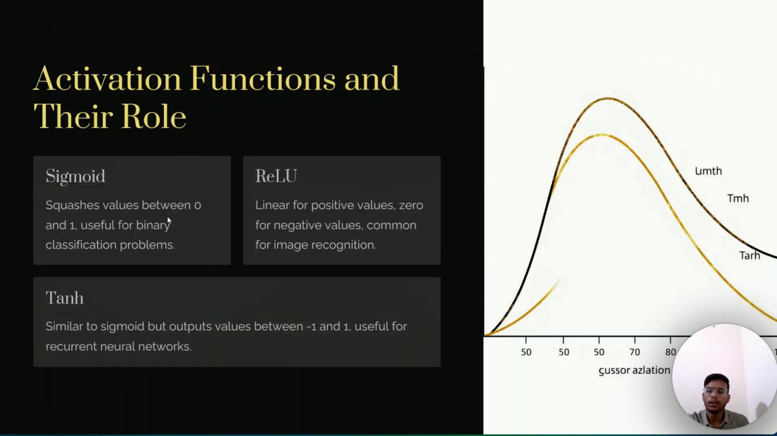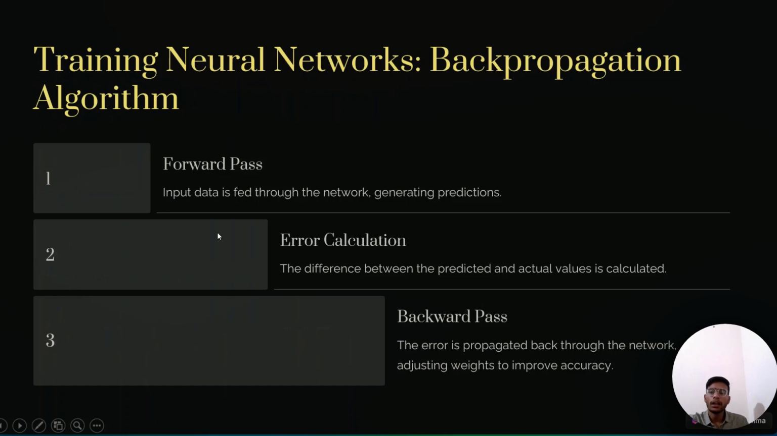Activation functions and their role. Sigmoid. Squeezes values between 0 and 1, useful for binary classification problems. ReLU. Linear for positive values, 0 for negative values, common for image recognition. Tanh. Similar to sigmoid, but outputs values between -1 and 1 and is useful for recurrent neural networks. Now, training neural networks.